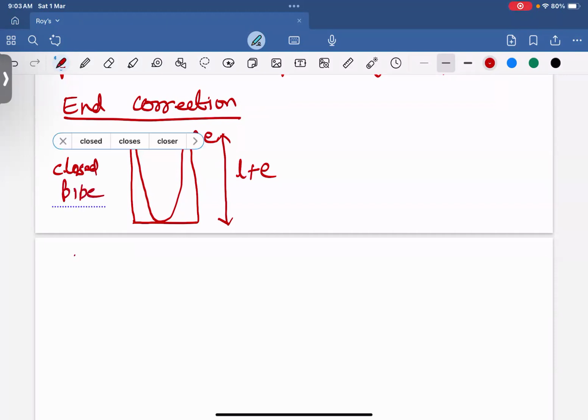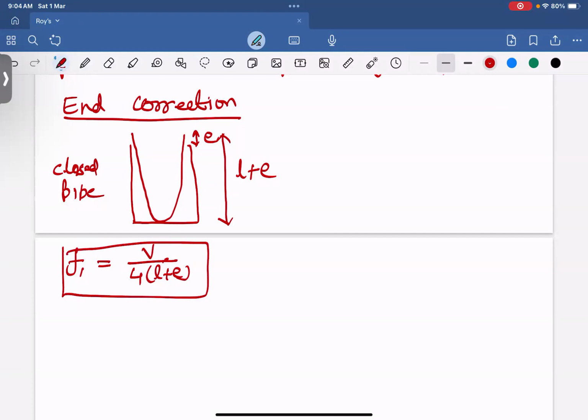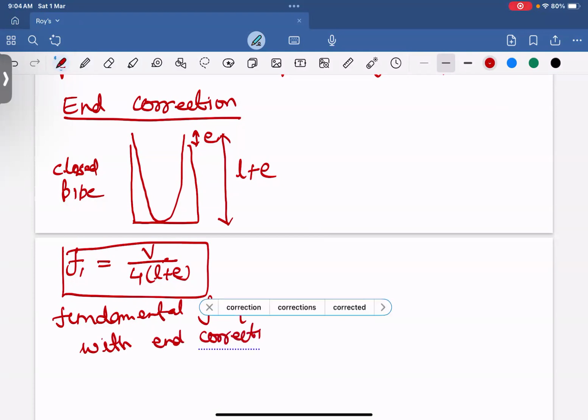That's why, for the fundamental frequency, we know the formula is V naught by 4L, V by 4L, but we don't write L only, we write 4 times (L plus E). So this is the fundamental frequency with end correction. Sometimes they say ignore the end correction, then you can ignore it and write the previous formulas.